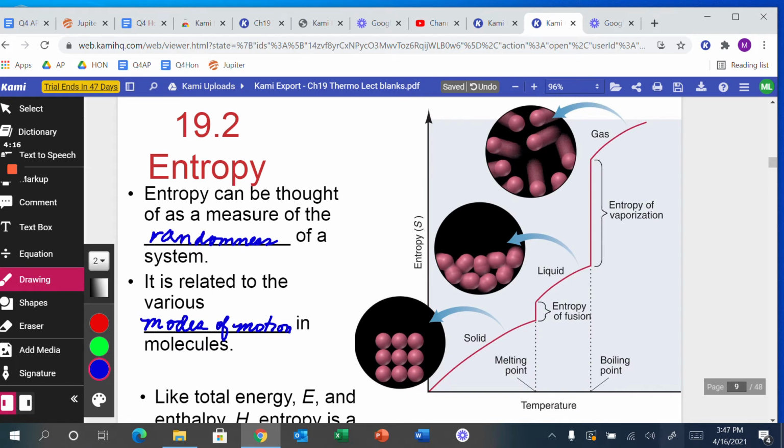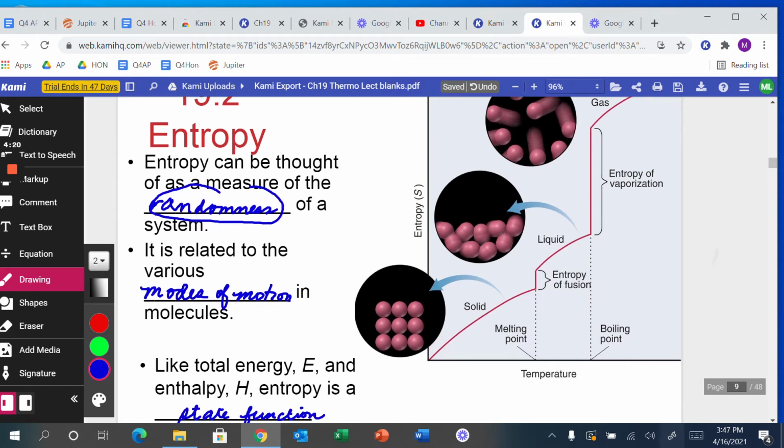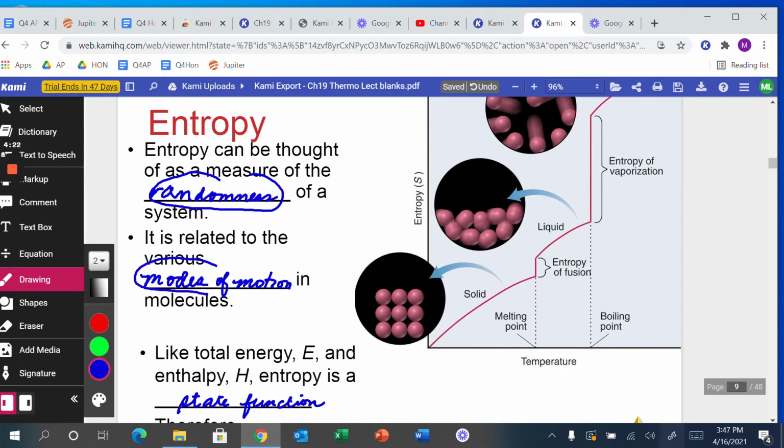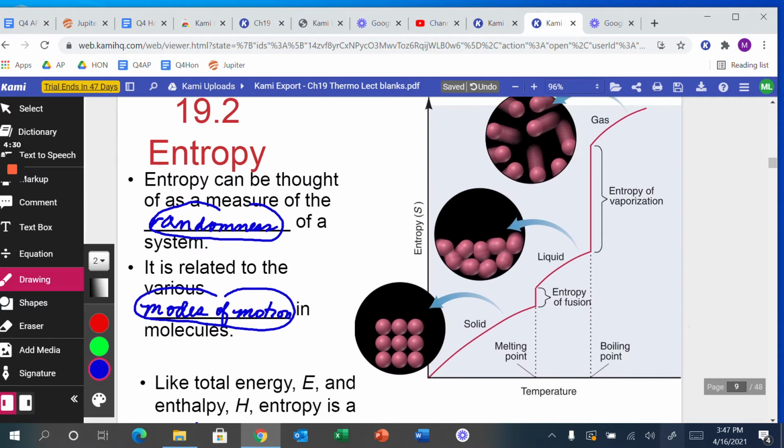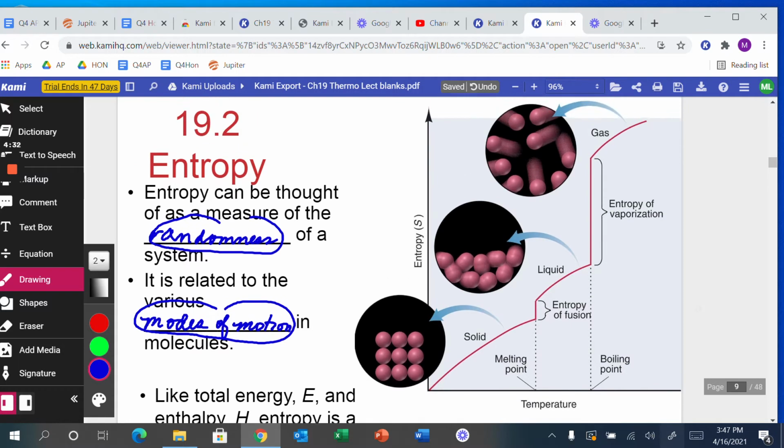Entropy can be thought of as a measure of randomness. It is related to various modes of motion. Later on we'll be talking about how these molecules are moving. And it is also a state function. So let's look at this graph so I can describe what I mean by state function.